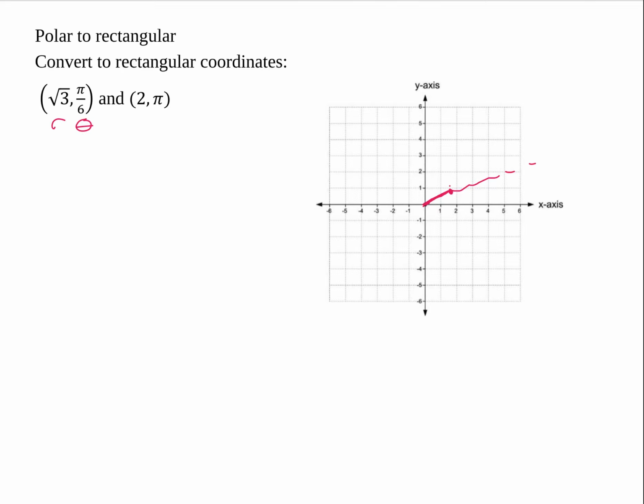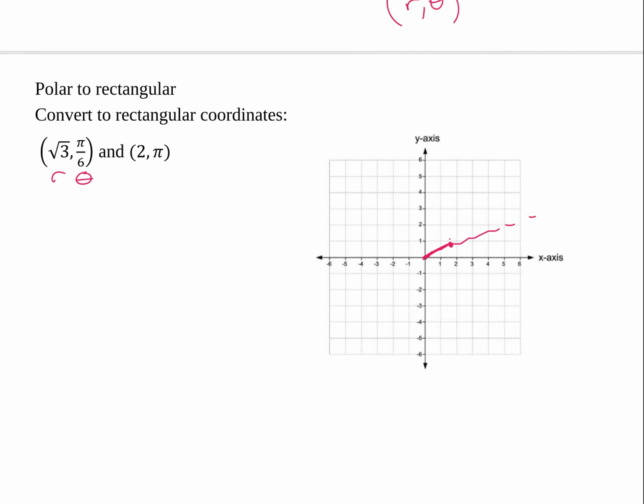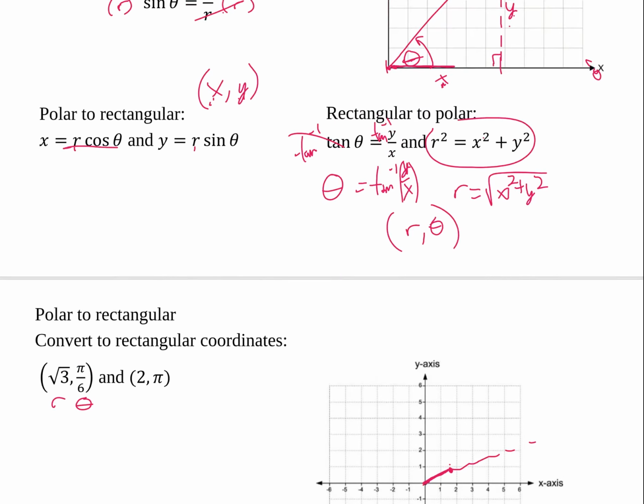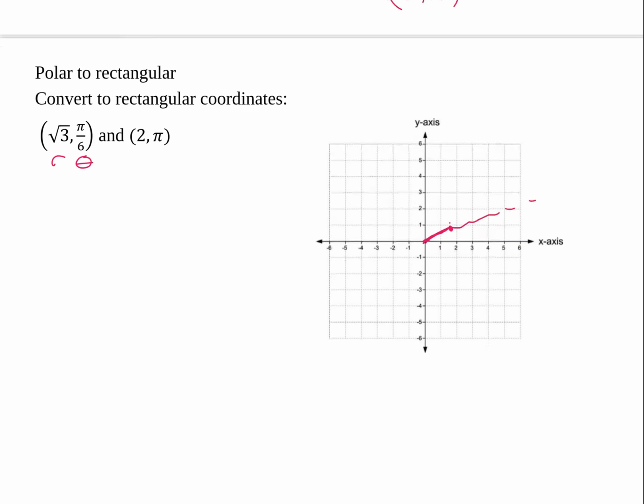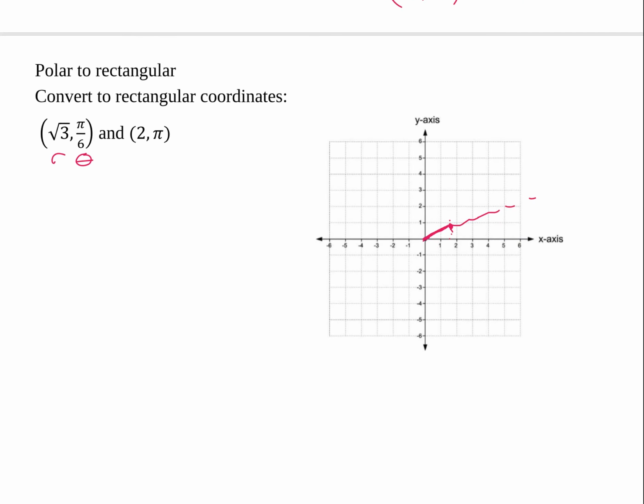So all we have to do to convert from polar to rectangular is use these formulas: x equals r cosine theta, y equals r sine theta. Because if I make a right triangle right here, the y coordinate would be that length of the triangle, and the x coordinate will be that length of the triangle. And we already know the radius is the square root of 3. So we have the x coordinate is the square root of 3, that's the radius, times cosine of the angle, which is pi over 6. So just make sure you're in radian mode.